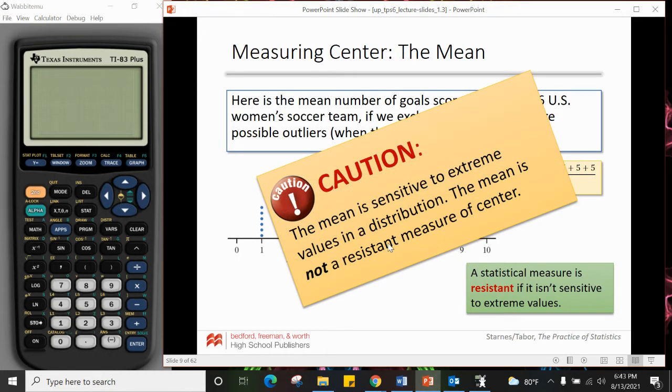So here's another caution, just if you didn't hear me say it 5 times. The mean is sensitive to extreme values in the distribution, so therefore the mean is not a resistant measure of center.